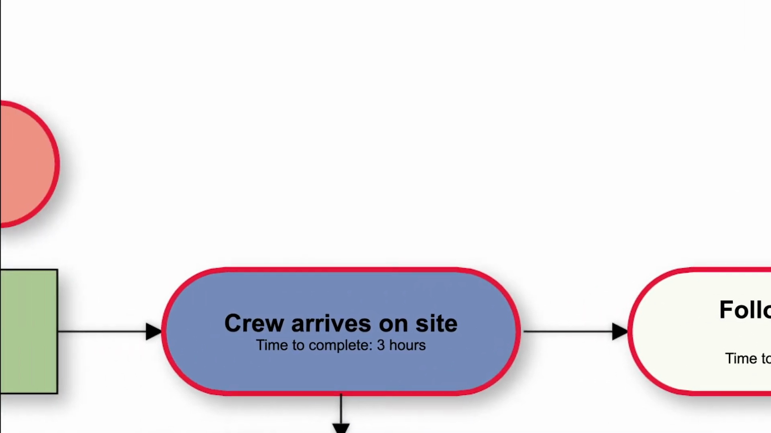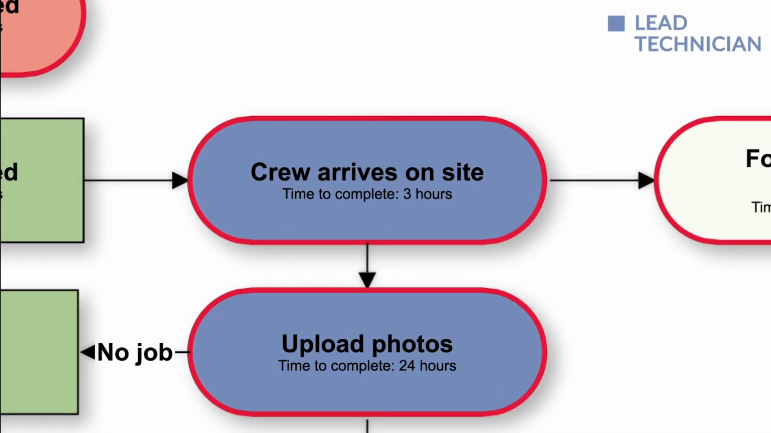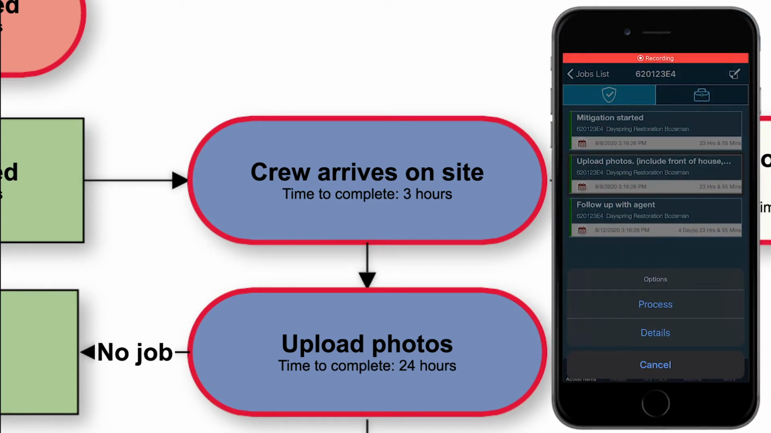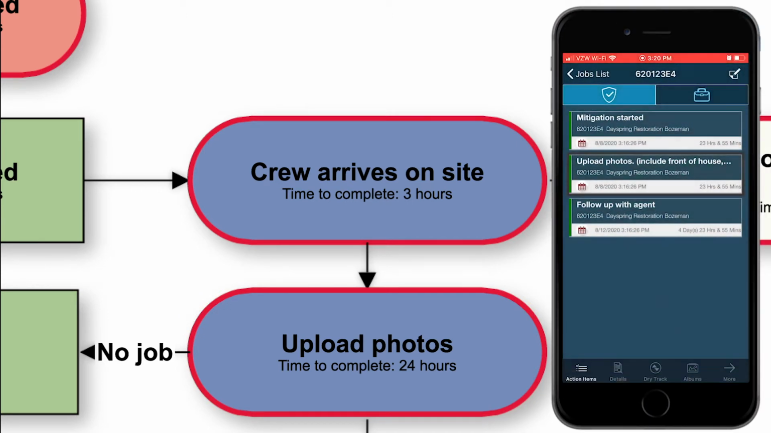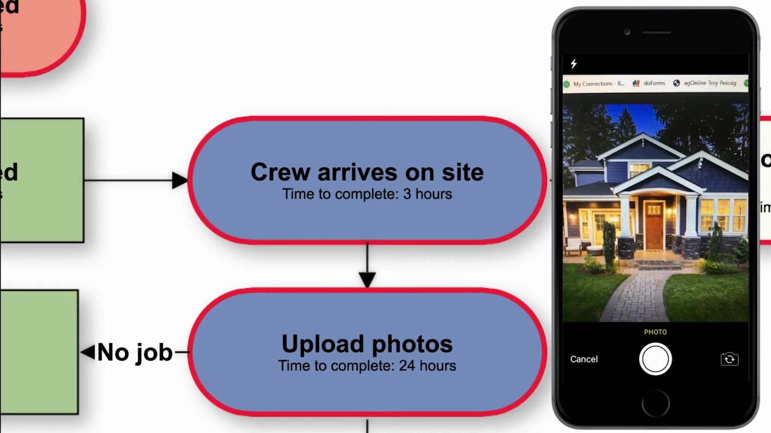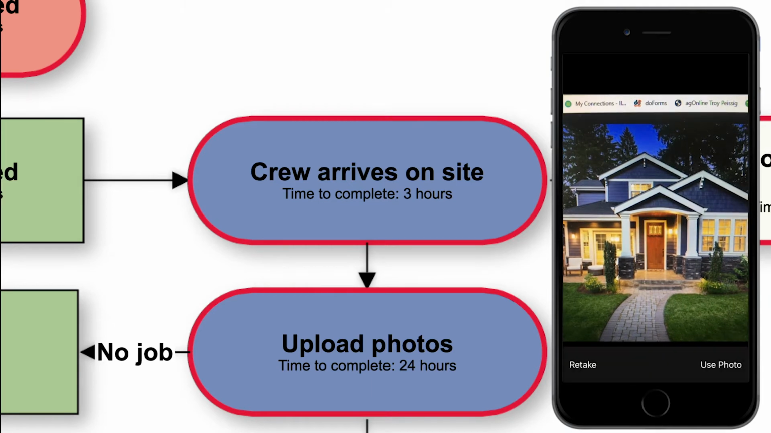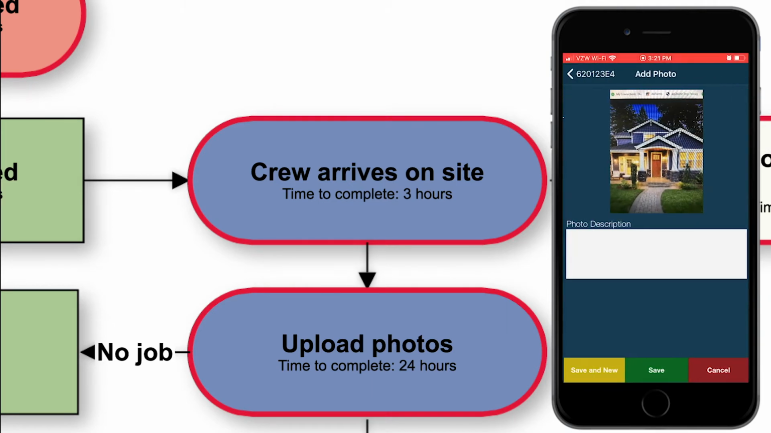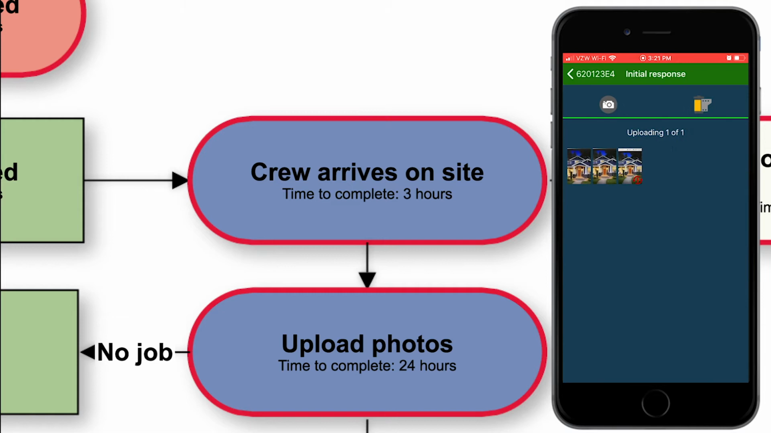Upon arriving on site, the lead technician will now complete the Solitaire compliance task of uploading photos, including the front of the house, the source of the loss, the affected areas, and the equipment on site, if applicable. This should be completed on the job site via the mobile app. If not completed on site, it must be completed within 24 hours. A minimum of 3 photos are required, regardless of whether we are doing any work on the job.